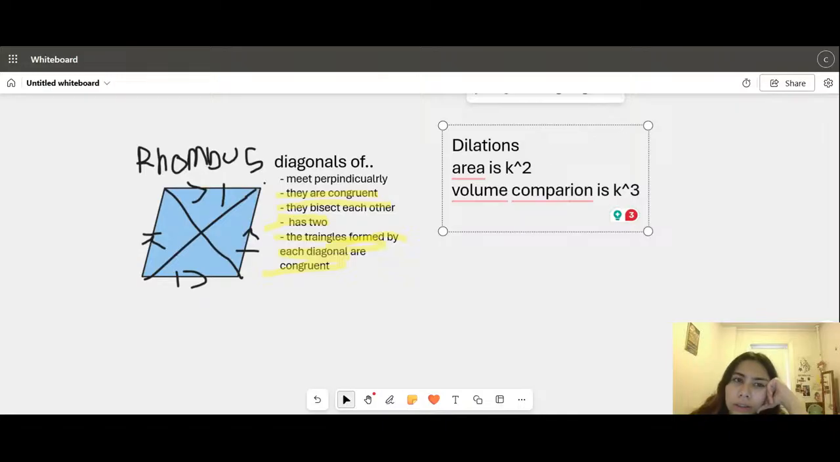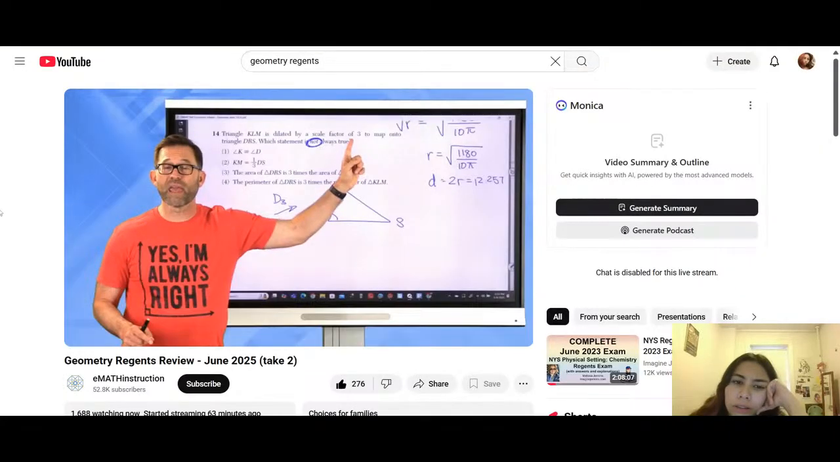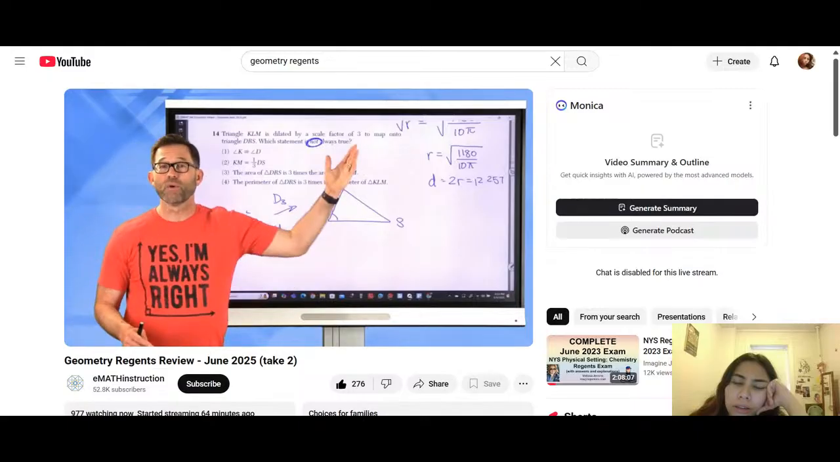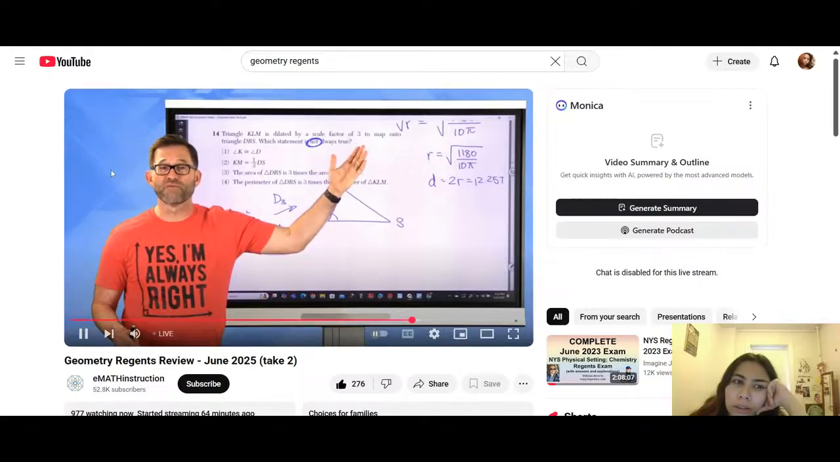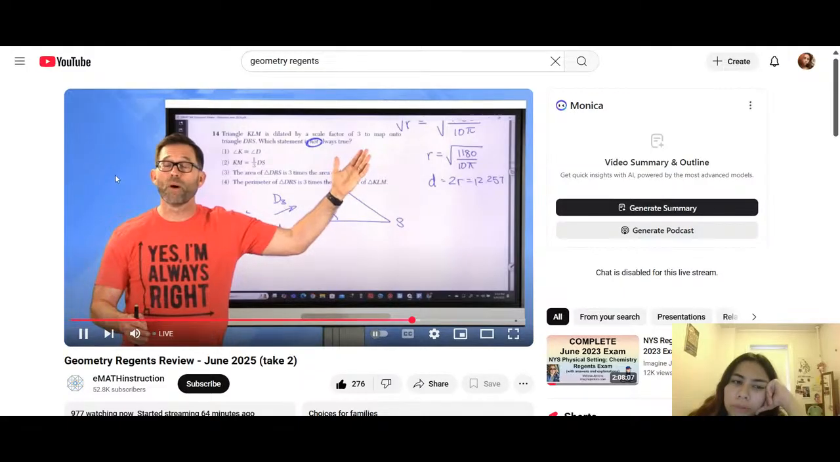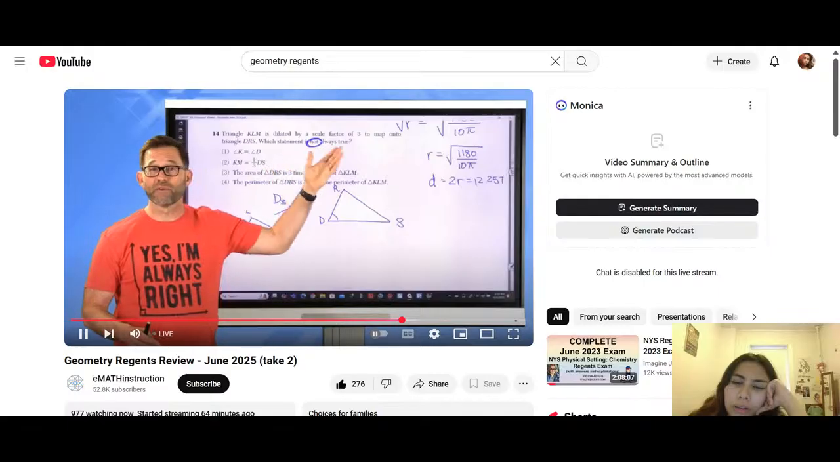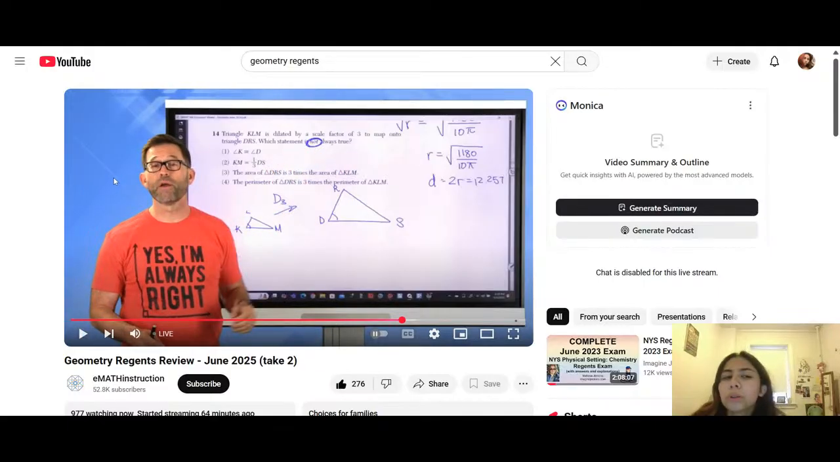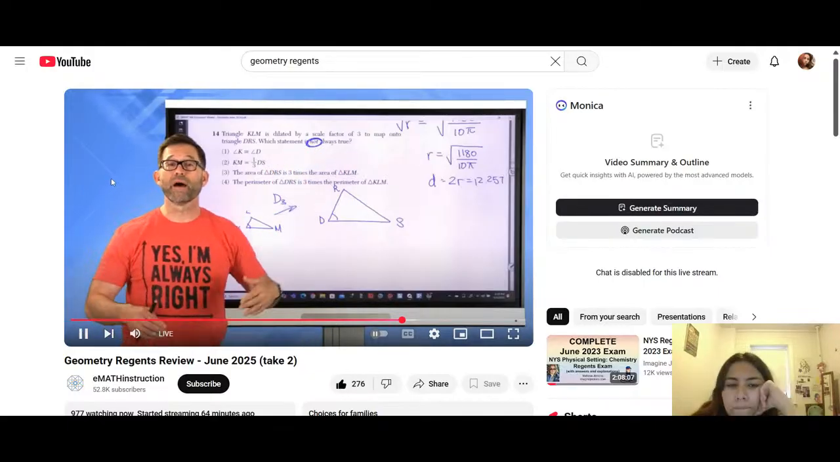Okay. You always take the scaling factor and you square it. So if I scaled it by a factor of 2, the area would go up by a factor of 2 squared, or 4. If I scale it by a factor of 3, the area would go up by a scaled factor.